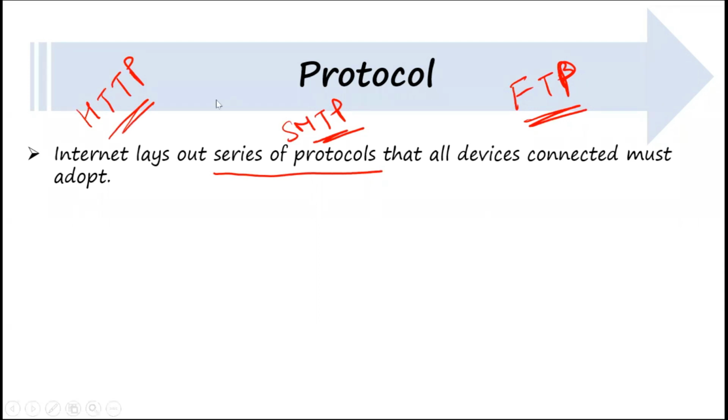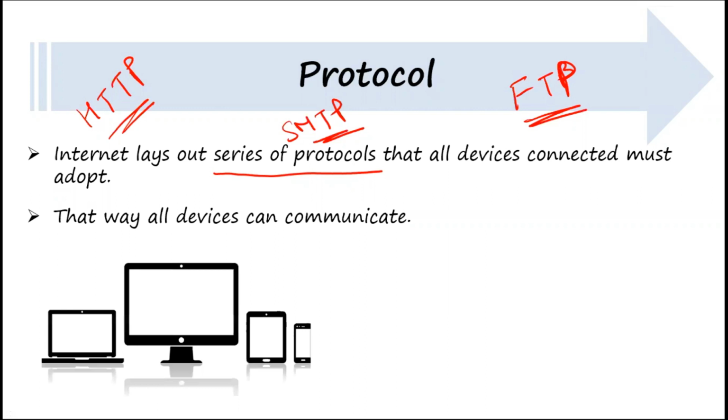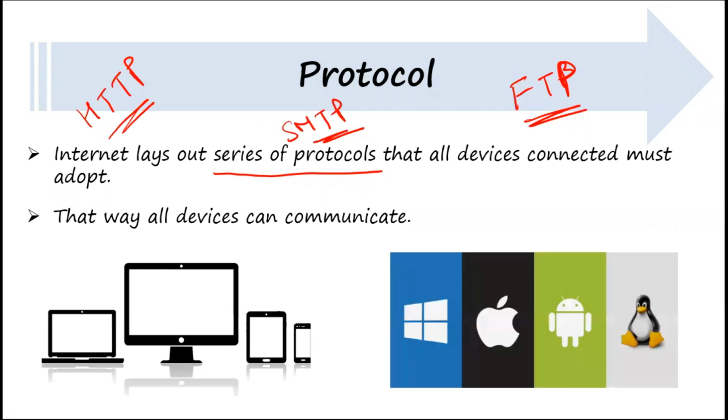Why is this important? That way, all devices can communicate, no matter what type of device it is. If it is a computer or a phone or a desktop, whether it's your Apple, Windows, Linux, any operating system, they can communicate with each other because they are following the same set of rules which were standardized.